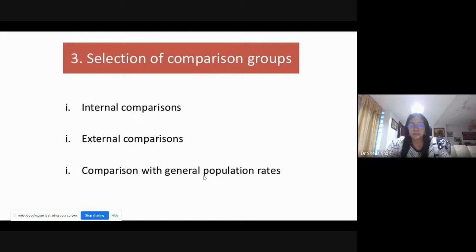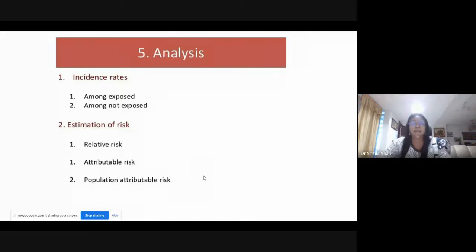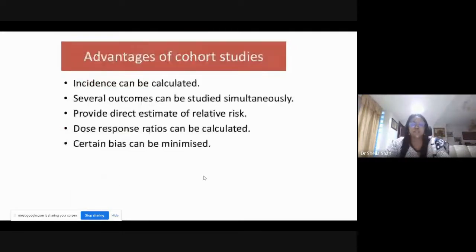Right, and then you can do a comparison group. Then you can do a follow-up. Follow-up, how do you collect your questionnaire? Maybe you can get it through phone call, home visit, review the records. So by the follow-up, we can get 90%. We can get back the data. Okay, so what is the advantage of cohort study?